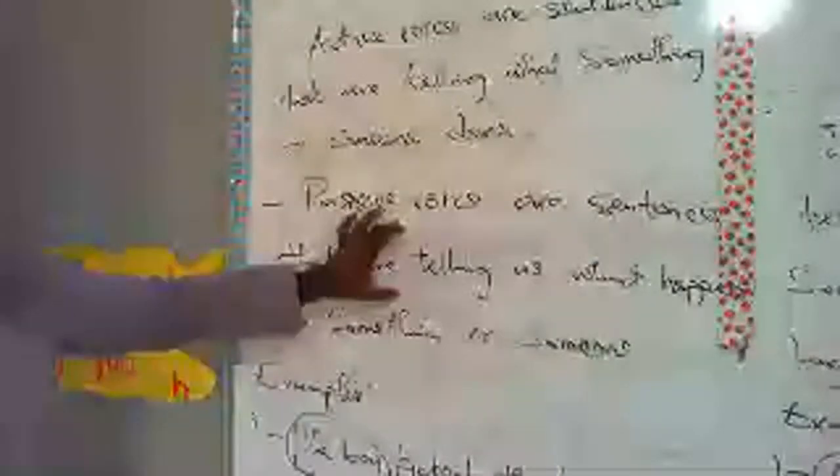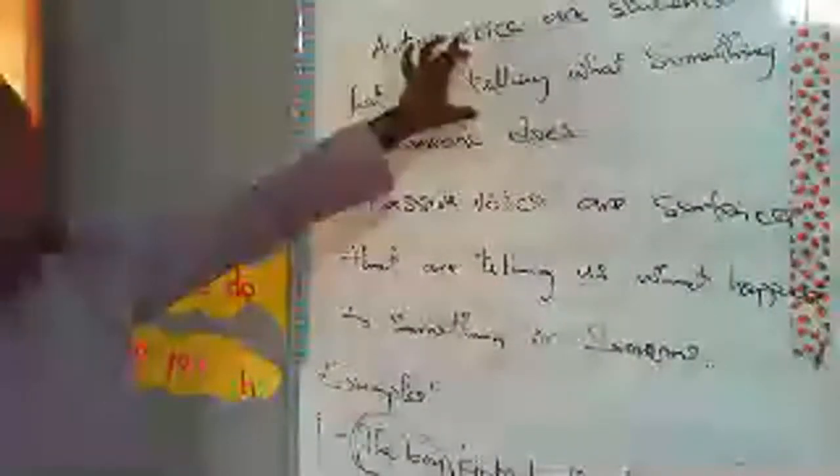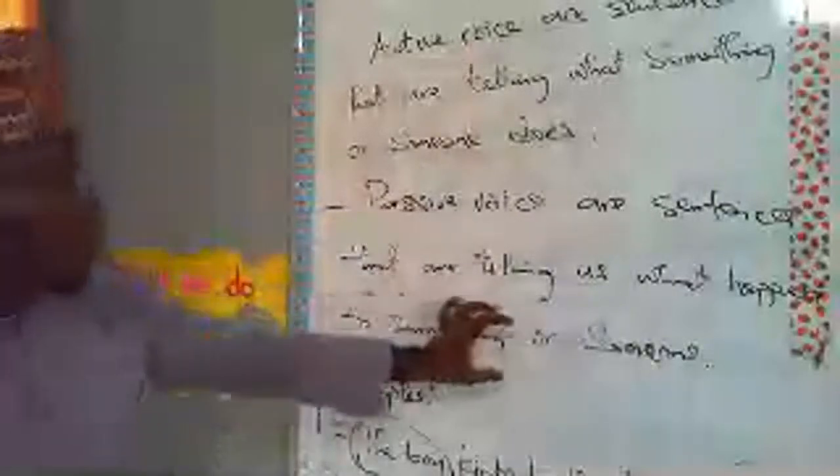That is just the major difference between the two. This one, which is active voice, is telling you about what someone does or what something does, while this one is telling you about what happened to something or what happened to someone. So I gave you an example here.